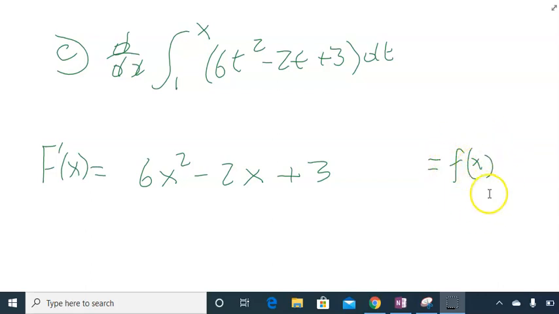If you go back to looking at what the f of x was, if you took the integral of this, you would have got that. So if you take the derivative of the uppercase F of x, that gives you your lowercase f of x, where uppercase F of x was your antiderivative of your lowercase f of x.